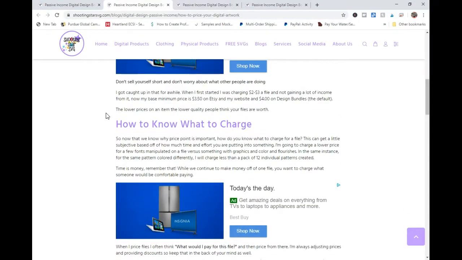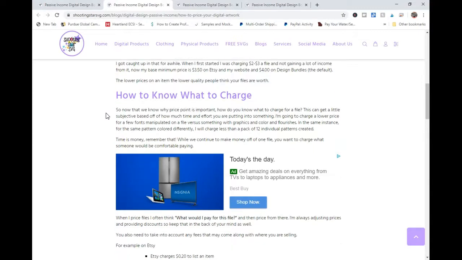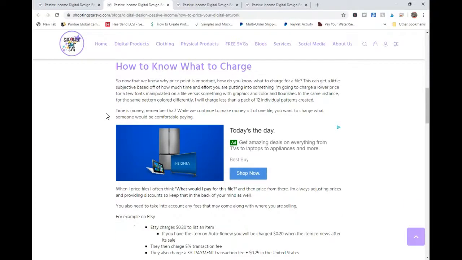Keep in mind that your base minimum should be reasonable depending on what you sell. I do provide SVG files, but I have a base minimum for other things like digital paper and brush strokes and things of that nature, as well as bundles. So now that you understand why pricing is important, you need to think about how to know what to charge. It can get subjective based off of your level of expertise in design, what product you're designing, and what kind of effort you're putting into it.